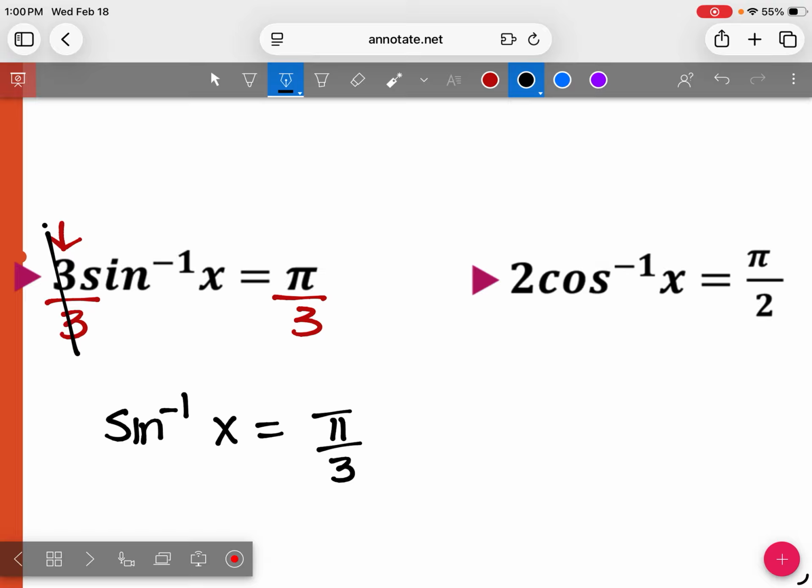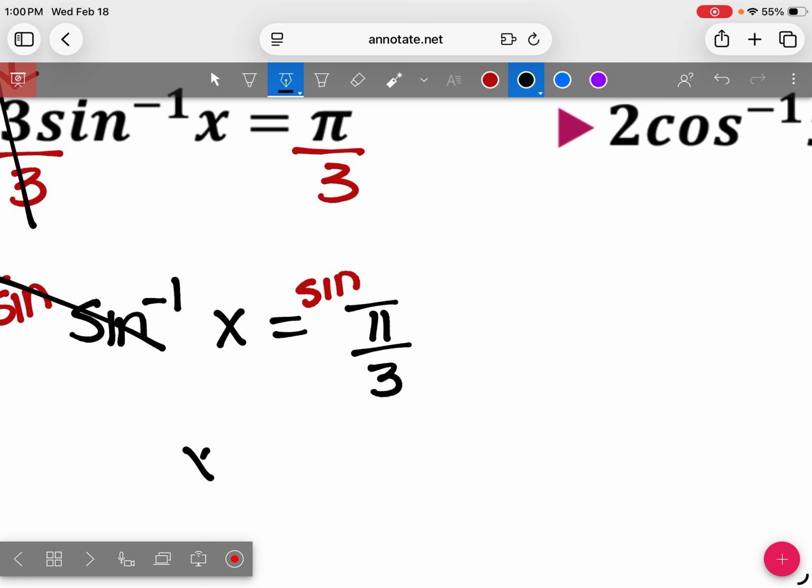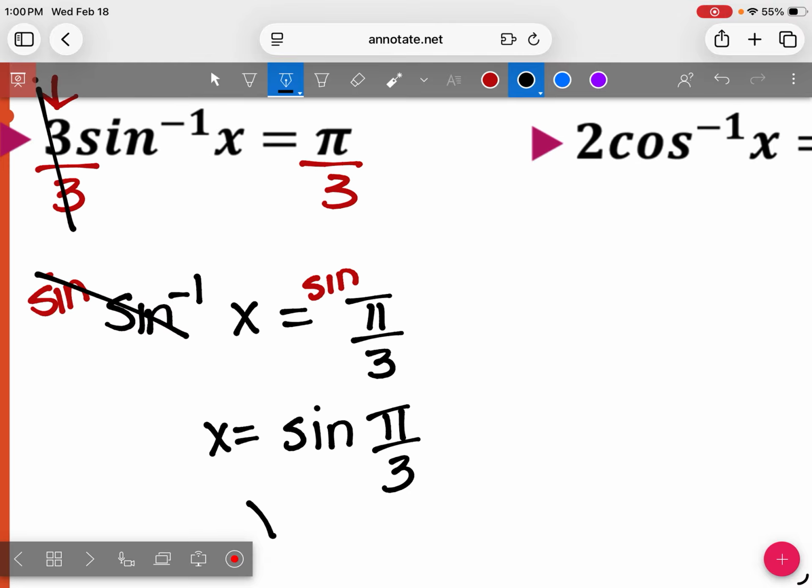All right, what is the opposite of inverse sine? Regular sine. Yeah, so let's go ahead and put in a regular sine on both sides. That's going to cancel this out. Now I'm left with x equals the sine of pi over 3. Look at your unit circle and tell me what is the sine of pi over 3. All right, who got positive root 3 over 2? That would be your answer.